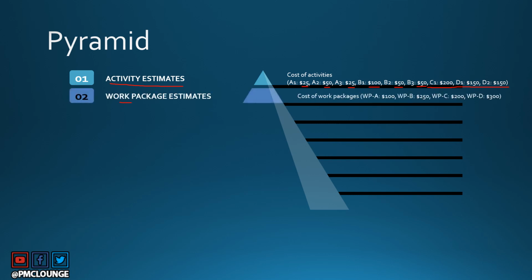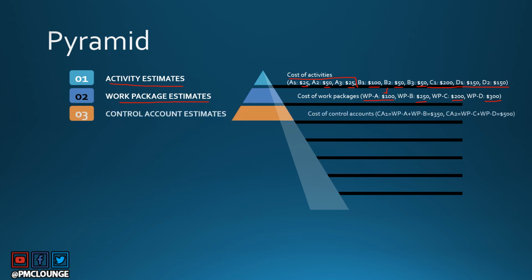Next comes work package estimates. This is nothing but the addition of the relevant or similar activities that are part of a work package. So work package A contains three activities, A1, A2, A3. When you sum them up, you get work package A cost as $100. Similarly, work package B is $250, work package C is $200, and work package D is $300. So your project has four work packages.